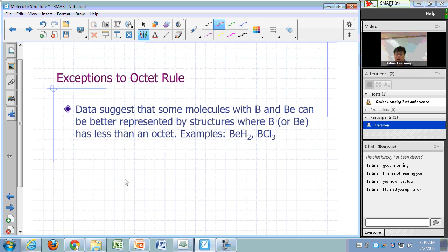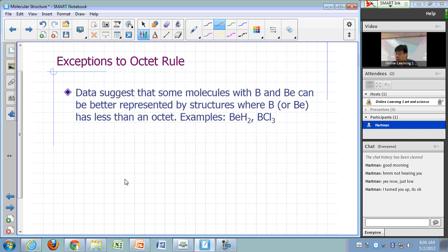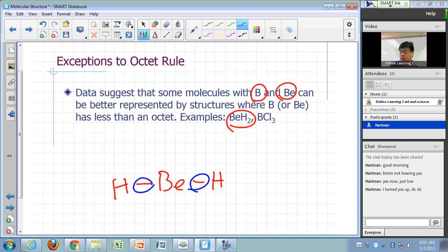Now, the octet rule, as I said, is just a general pattern that's observed, but that's not a strict rule. So there are exceptions. For example, data suggests that molecules containing boron and beryllium can be better represented by structures where boron or beryllium has less than an octet. Let's try BeH2, for example. The only way you can do BeH2 is to put beryllium between the 2 hydrogens. So it just has 2 single bonds. So this beryllium has only 2 pairs of electrons around it. So it only has 4 electrons surrounding it, 4 valence electrons.